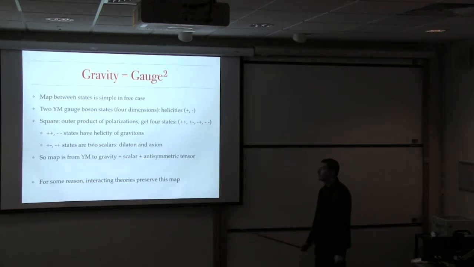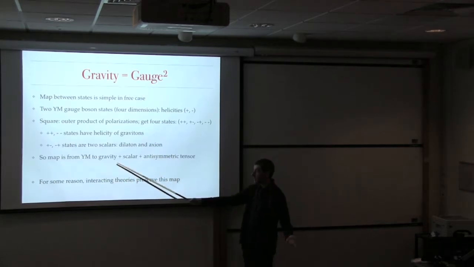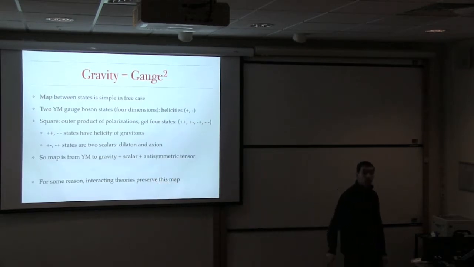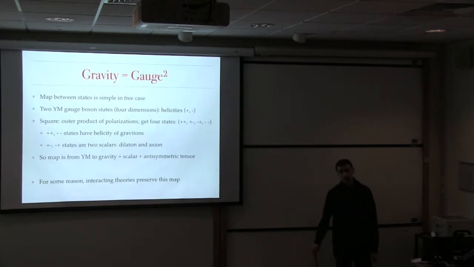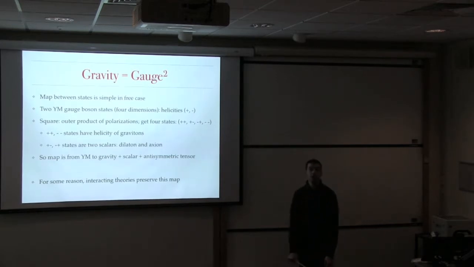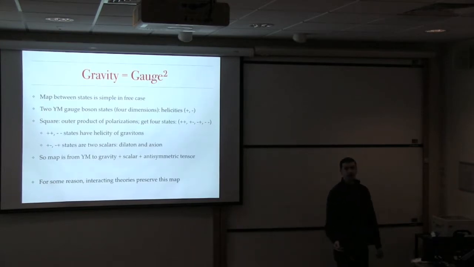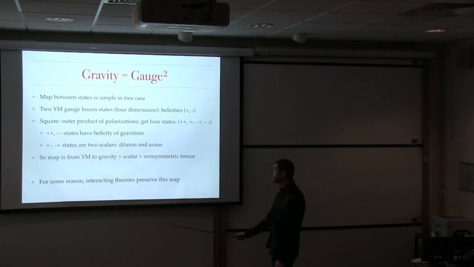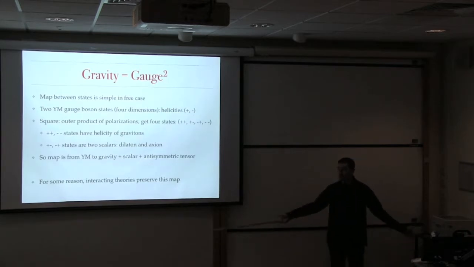In D dimensions, the actual map is between two copies of Yang-Mills theory and a graviton, which is a symmetric traceless tensor, an antisymmetric tensor, and a scalar. So that's really the way this map works. It's not a map between Yang-Mills and pure Einstein gravity. Now, what's remarkable about this is that it's some stupid map that holds for the free theory for very trivial reasons. What I find very interesting is that the interacting theories, the interactions, for some reason preserve this map. And we don't really know why. Why should this be?